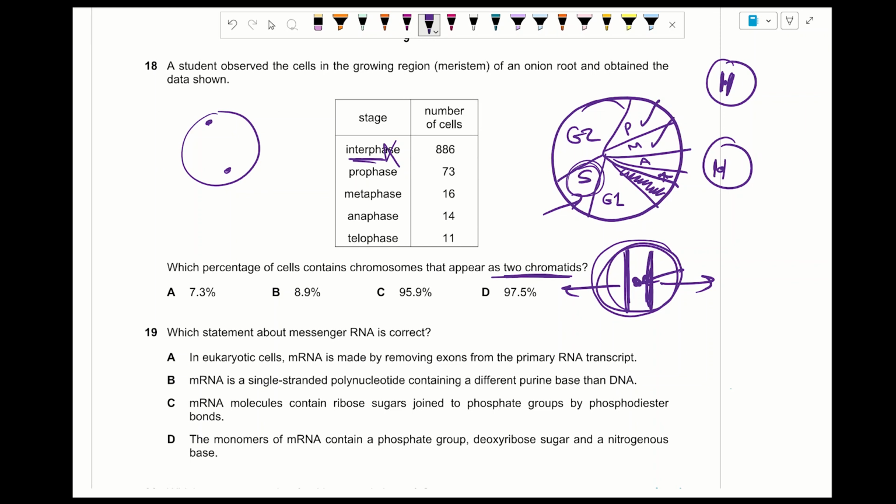Therefore, what we're going to do is add the prophase to the metaphase. Therefore, 73 plus 16. And then we divide 89 by 1000 since it's the total number of cells, which is going to give us 8.9% after we multiply by 100. Therefore, the answer is going to be B.